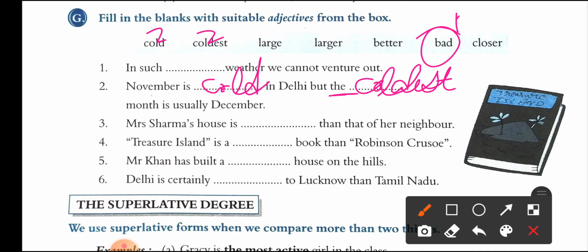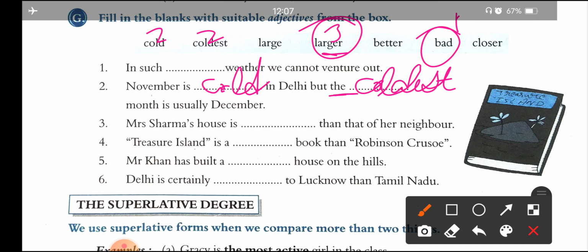Mrs. Sharma's house is dash than that of her neighbor. Now we are comparing two houses, right? So it is what? Large, larger, largest? Larger, because we are comparing two things. So this is answer number 3. Mrs. Sharma's house is larger than that of her neighbor.